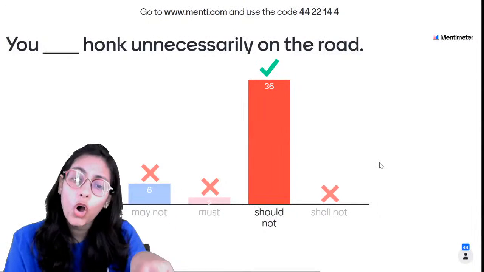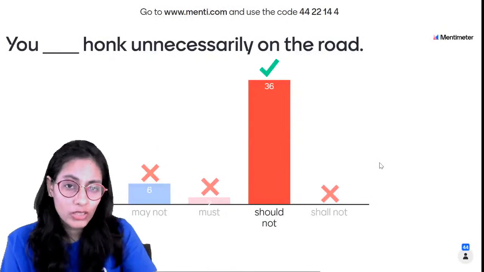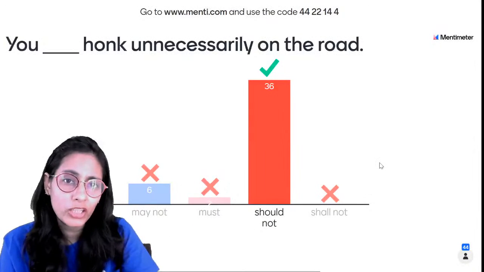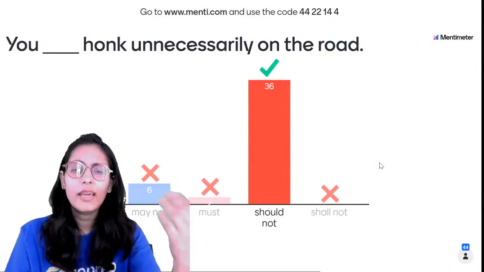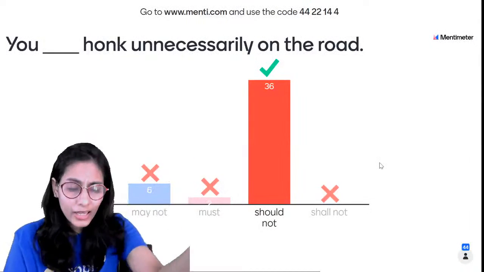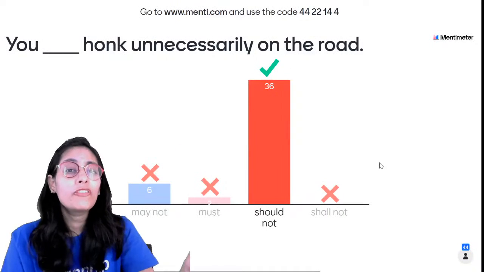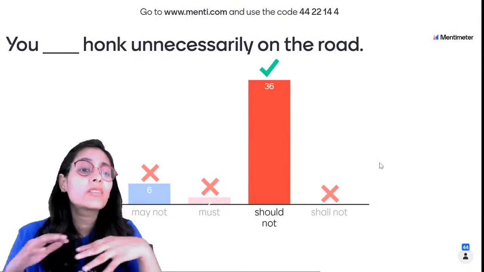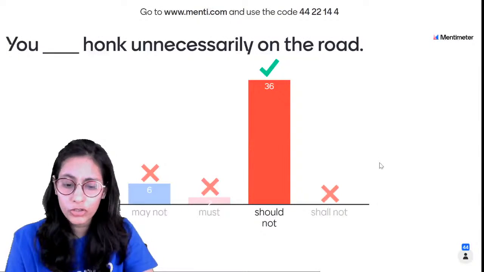You may not honk on the road. This could be you may not, but unnecessarily is mentioned, so honking without need should not be done at all. Am I right? For need, you can still do it. You may honk when required on the road, but if it is unnecessary, you must not honk. Okay? That's noise pollution.